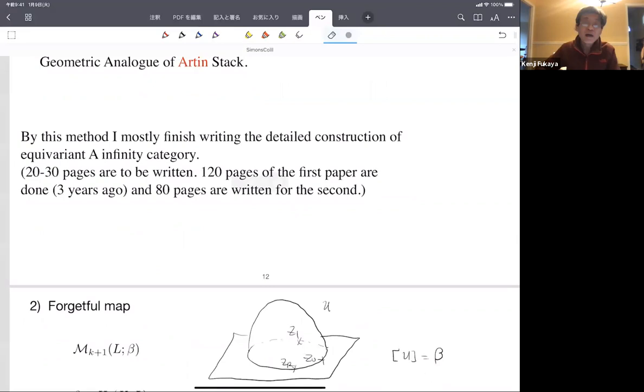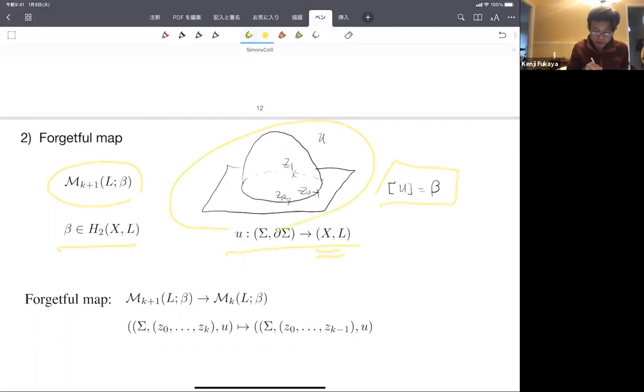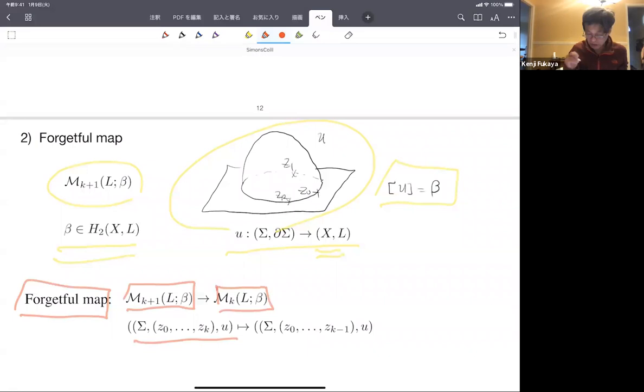But I want to spend more time on this forgetful map. So what is a forgetful map? So we consider this moduli space. And so you have this U from a disk, or its compactifications. And then you have this X, L, and you have homology class plus beta, and the picture is something like this. And you have homology class beta. And one important thing is that you have a map among them that's called a forgetful map. So this moduli space has k plus one marked points, and we want to forget one of the marked points. So this is a forgetful map. Of course, we need something because after this, sigma may not be stable, so you need to shrink something. But that's an established thing.